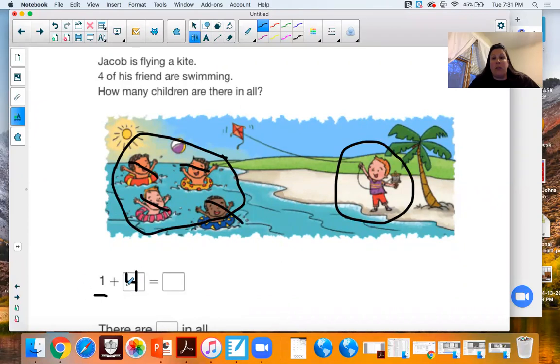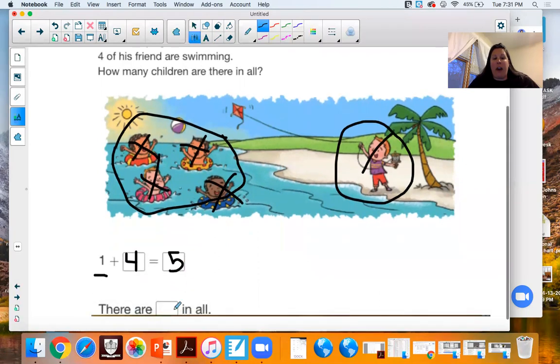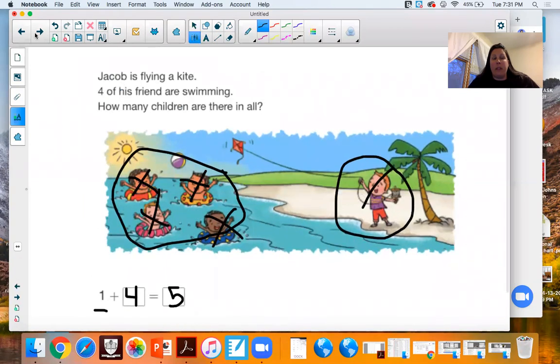So 1 plus 4. If you don't know it off the top of your head, you can go back and cross and count all of them. 1, 2, 3, 4, 5. There are 5 kids. There are 5 kids in all. Let's keep going. We're doing a really good job.